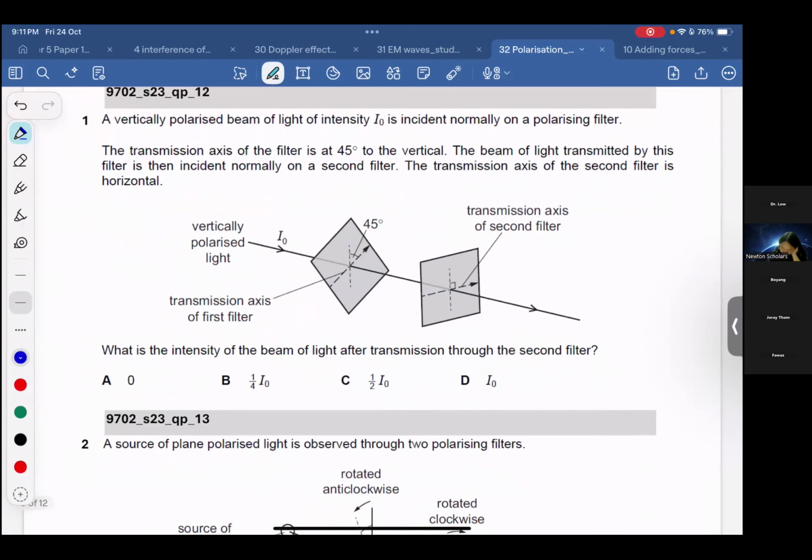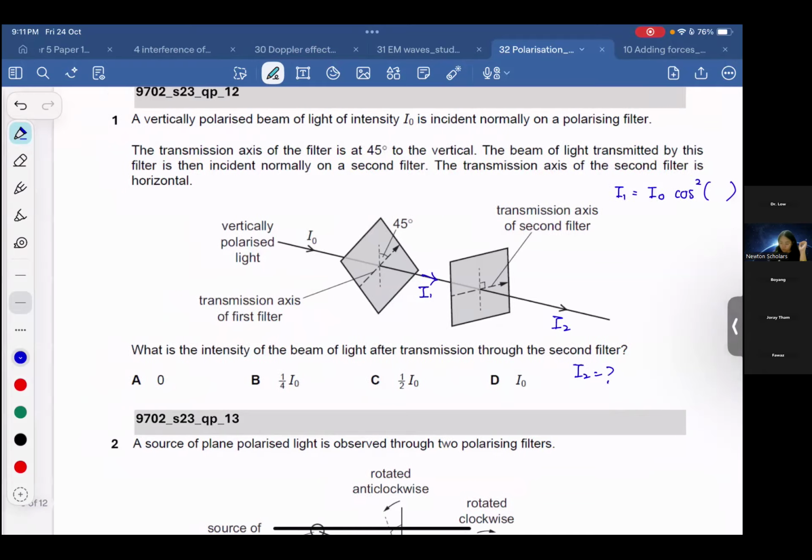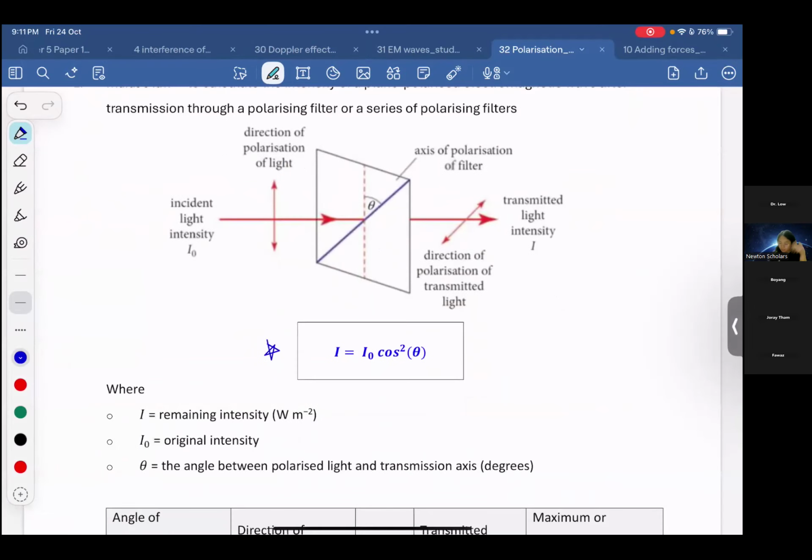Here the initial intensity is I0. After passing through the first filter, I label it I1. After passing through the second, I2. What is the intensity of the light beam after transmission through the second filter? They're asking for I2. First, I1. I1 is I0 cos squared theta. This is Malus's law: I equals the original light intensity times cos squared theta.